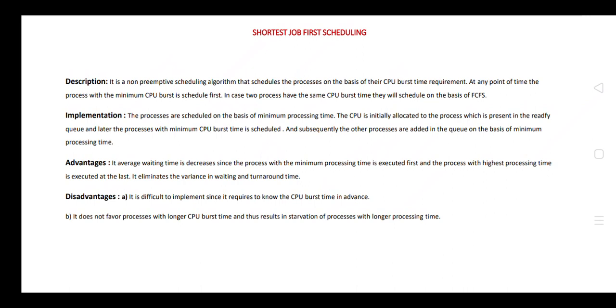So this much is done for this video, and in the next video I am going to upload the examples of both shortest job first and first come first serve, and then we can have a comparative analysis between the waiting time and the turnaround time of these two scheduling algorithms, and then we can move to the preemptive scheduling algorithms.